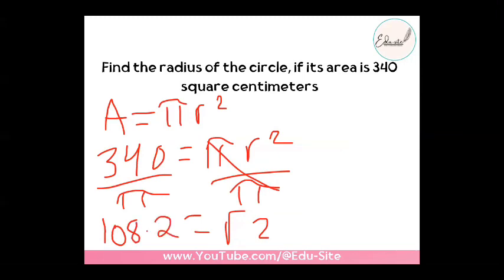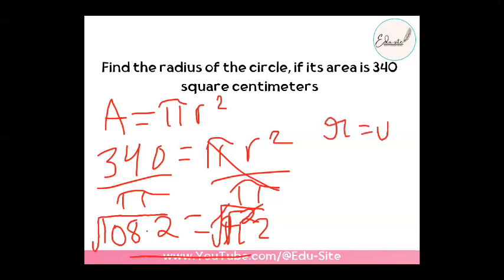108.2 is equal to r squared. But what do we need, Aisha? We need r, right? So to find r, what do we do on both sides? We're going to put the root on both sides. Square and square root cancel out, so we'll get r is equal to root of 108.2. This is the answer.